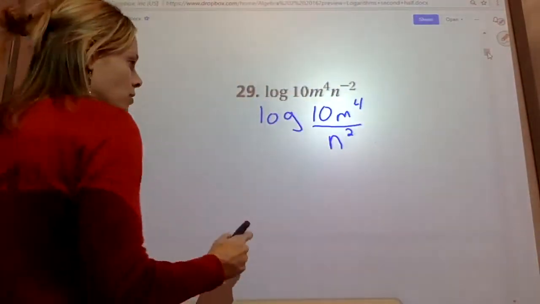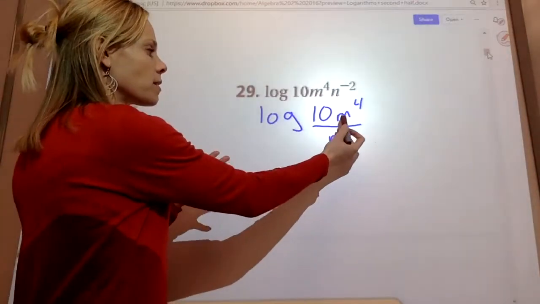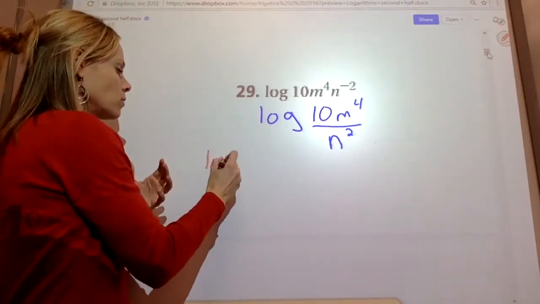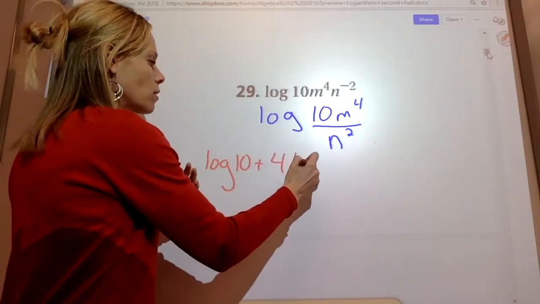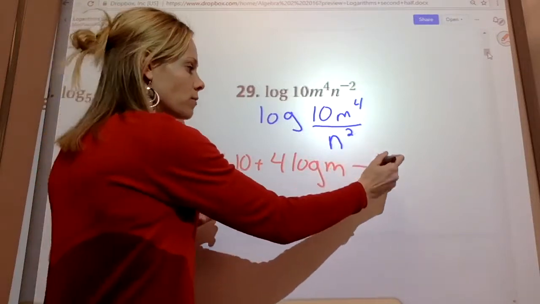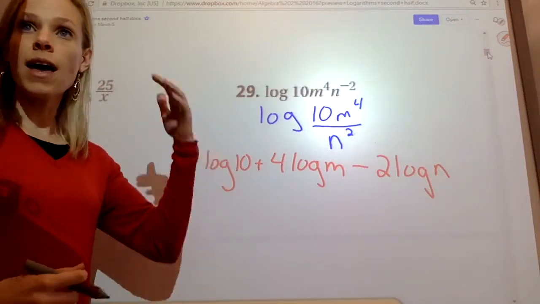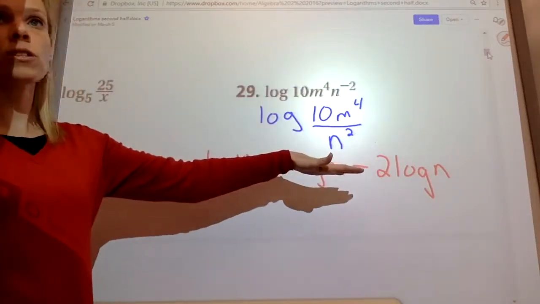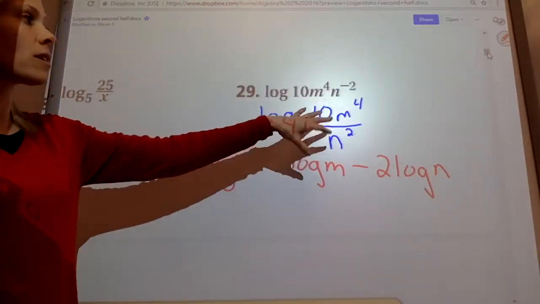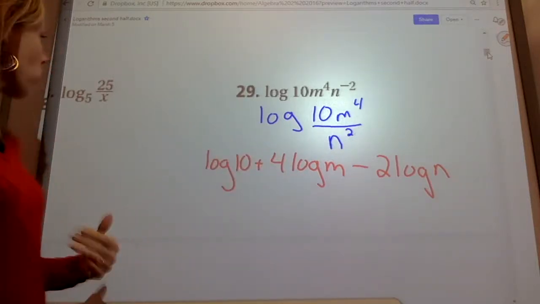Okay. Try to visualize in your head so you don't have to write so much out. You know that this is going to break apart by addition, and this 4 is going to go in front of the log. So log 10 plus 4 log m minus this 2 is going to go in front of the log. Okay? So if you start visualizing and thinking ahead what it's going to be, you're going to save yourself some writing room, some work. Okay? If you have to write down all the steps, that's fine. This example is just like the one before. But you can do that. You can skip steps. That's okay.